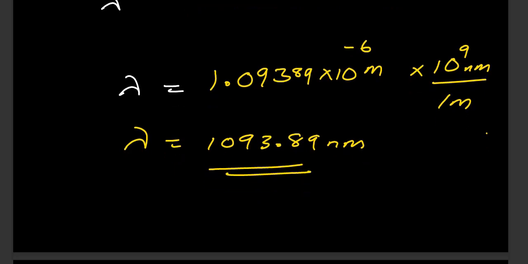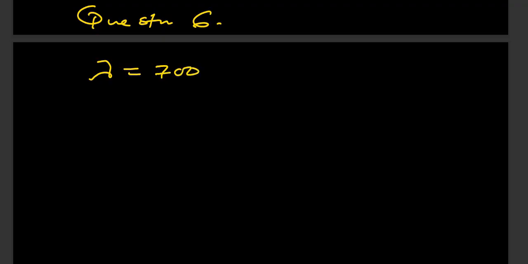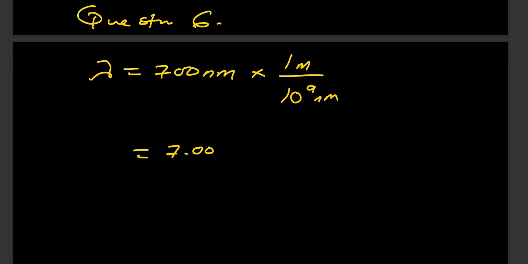So now let me show you the last one. They're saying calculate the number of electrons that can be removed from metallic cesium when cesium is irradiated with red light of wavelength. So the wavelength has been given. This is your question number 6. So your wavelength is 700 nanometers. We can convert this by multiplying by 1 meter is equal to 10 to the power 9 nanometers. So this is just going to be 7.00 times 10 to the power negative 7 meters.